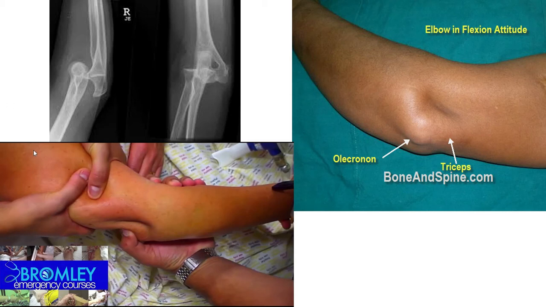How do you reduce it? Apply pressure over this hand, and apply pressure over this arm, and one person will put pressure over the olecranon, and you have to mark the olecranon where it is. If it is posteromedially dislocated, then you have to push it anteriorly. If it is posterolaterally dislocated, you have to push it medially. So the olecranon will give you a guide.